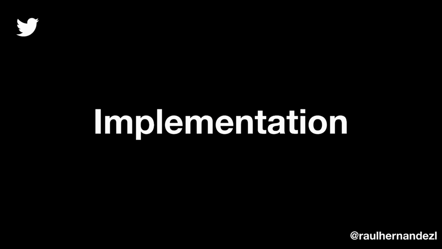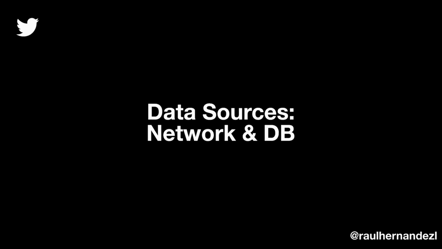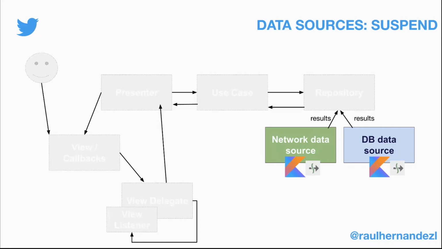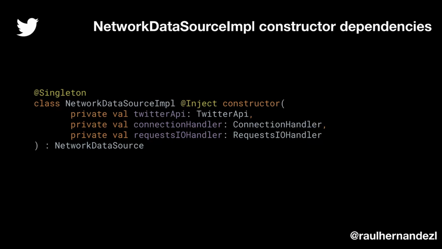So let's see some implementation details for my particular use case. So the data sources are the network and the DB, as you know. And then those are going to return these by means of suspend functions, one-shot operations again. And basically, this is composed by the Twitter API. If we think on Android, this is going to be just a Retrofit client. And I'm going to check if there is any connection. I'm going to manipulate the responses and the request things that I need.